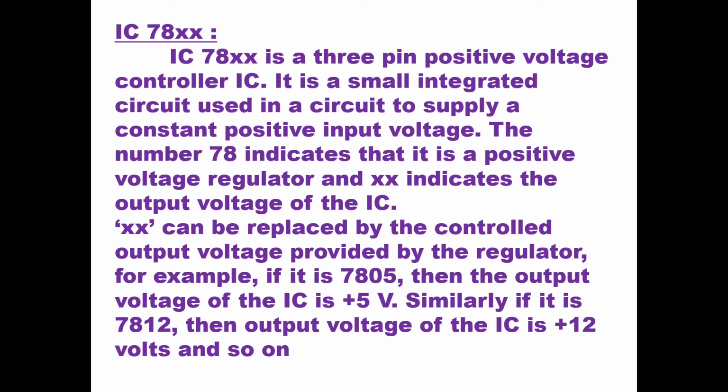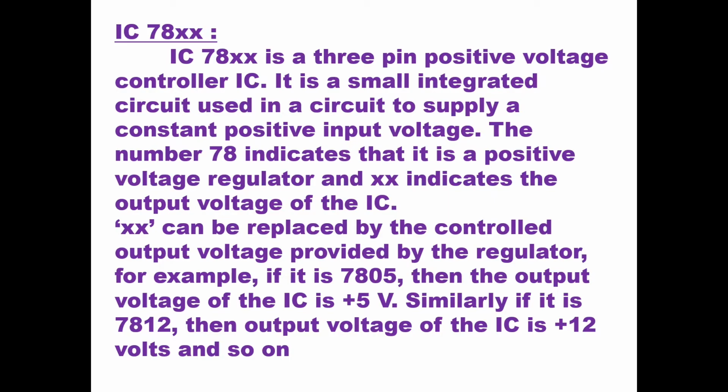The 78 series is a 3-pin positive voltage regulator IC. It is a small integrated circuit used in a circuit to supply a constant positive voltage. The number 78, as I told you earlier, indicates that it is a positive voltage regulator, and XX indicates the output voltage of the IC. XX can be replaced by the regulated output voltage provided by the regulator.